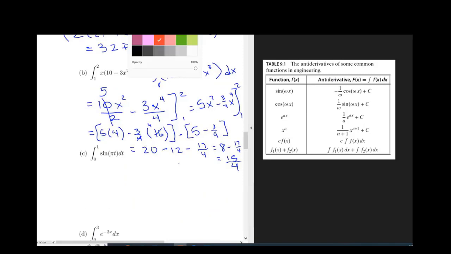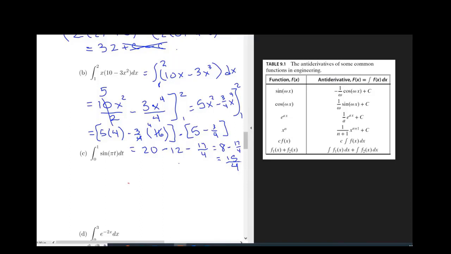I have sine of pi t. And if the derivative of the sine is the cosine, then the integral of the cosine is the sine. Or you can look here. The integral of the sine is going to be the negative cosine because the derivative of the cosine is the negative sine. So we are going to get negative cosine of pi t over pi.